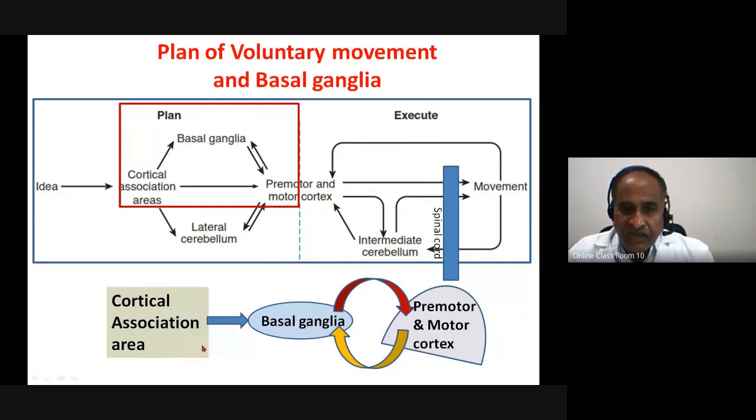Now, here, if you are looking at this point here, the same thing: cortical association area sends information to the basal ganglia, and the basal ganglia in turn talks to premotor cortex, and then premotor cortex gives back the information to the basal ganglia. Then it will come back to the motor cortex, and then subsequently to the motor neurons of the spinal cord. So that is the plan of voluntary movement, which I have been discussing.